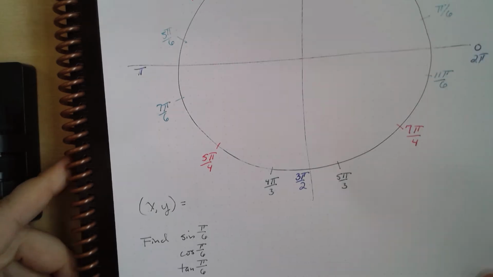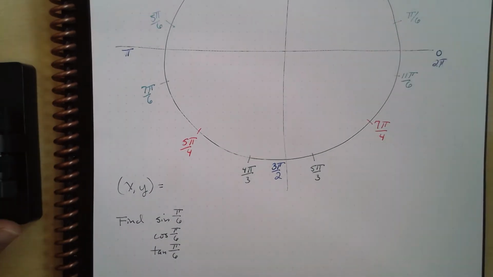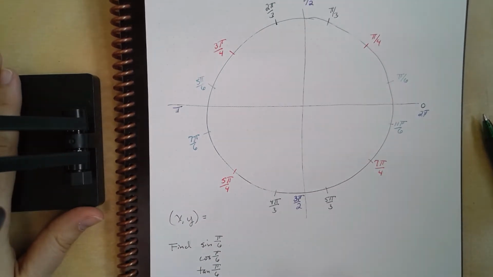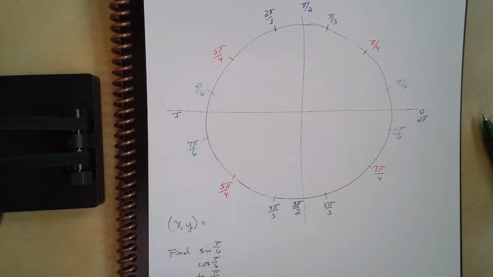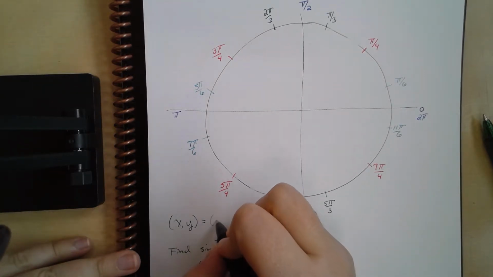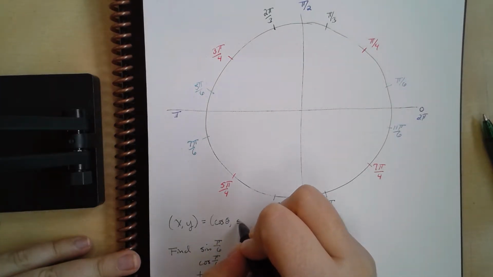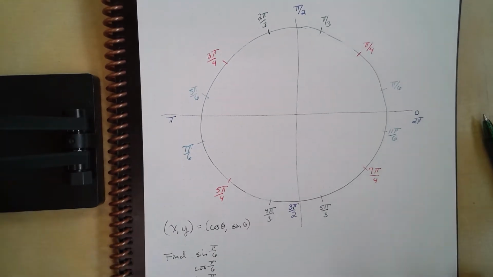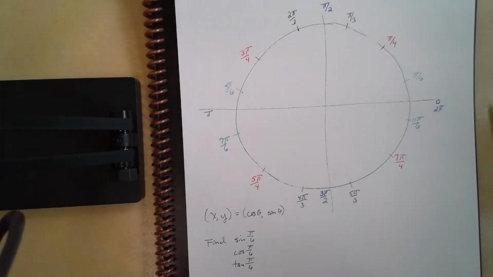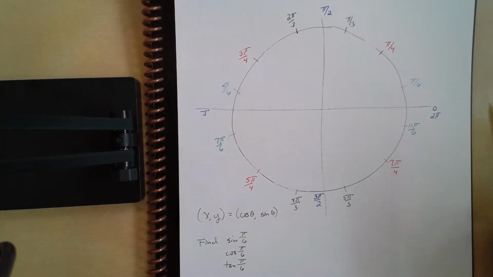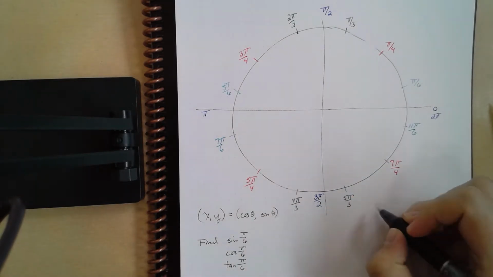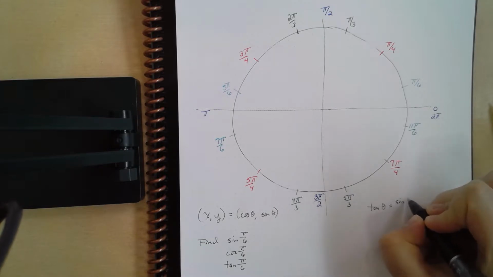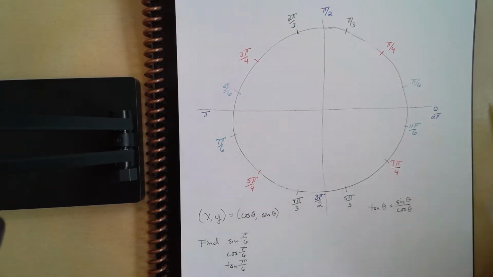So let's look down here. If I'm asked to find sine of pi over 6, cosine of pi over 6, tangent of pi over 6, well, there's some information I need to know before I dive into that. X and Y can be thought of as cosine theta, comma, sine theta, when we're talking about trigonometric functions and radians. And also, when we talk about these, tangent, I want to mention that tangent of theta is equal to sine of theta over cosine of theta.